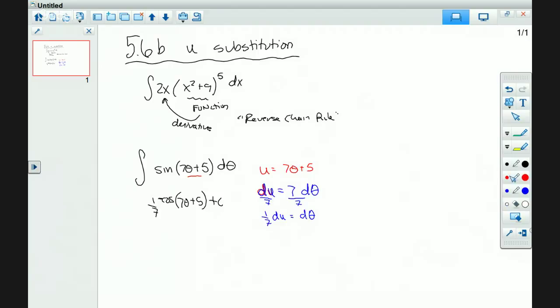So let's write it out. The integral, we have sine, and we have u. Right, so that's taken care of, that's taken care of, and so is that. How do I get rid of theta, or change it to terms of u? Yeah, and all I need to replace is d theta. I don't need to replace 7 d theta. So I have to move the 7 over here.